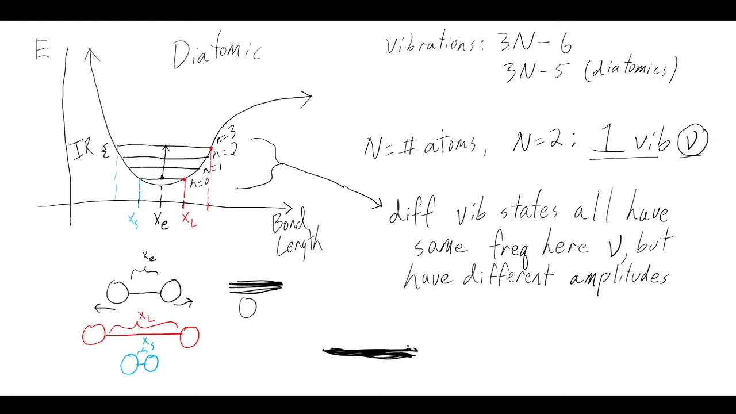So that's the same frequency of motion as this, but it's getting further out and further in. So that's what we're doing here when we're adding IR light to a molecule. In this case, it's a diatomic. There's only one frequency of vibration, but that's what we're doing.